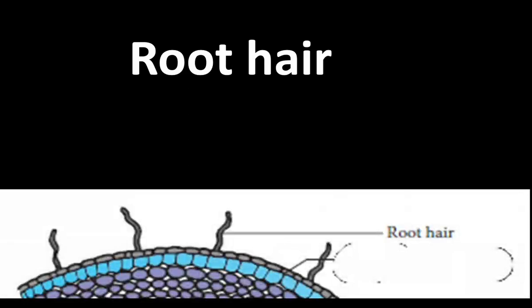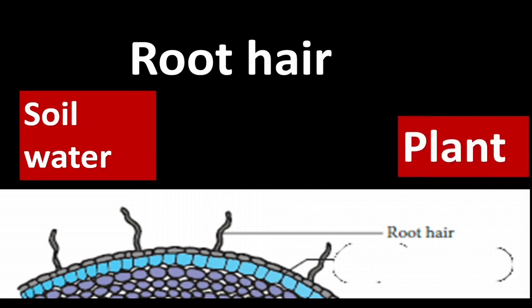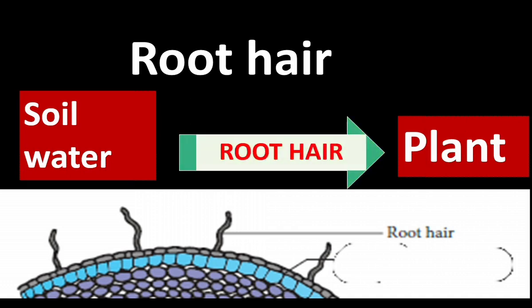Root hairs. We have already studied root hairs in unit 12. In a plant body, the root outer surface is covered by epidermis. The root epidermis has root hairs. These root hairs transfer soil water into the plant. Soil water is transported into the plant through root hairs. Root hairs absorb water.